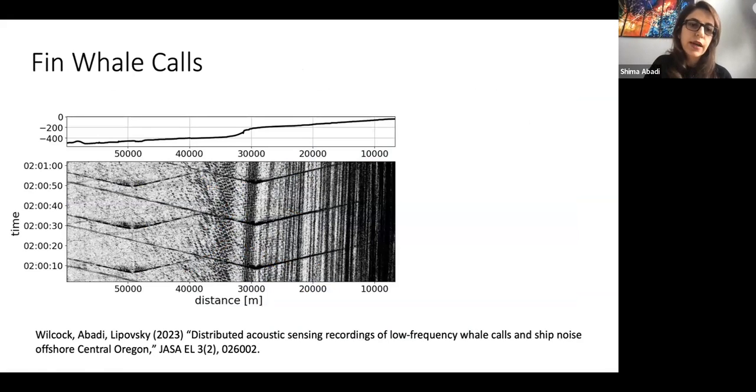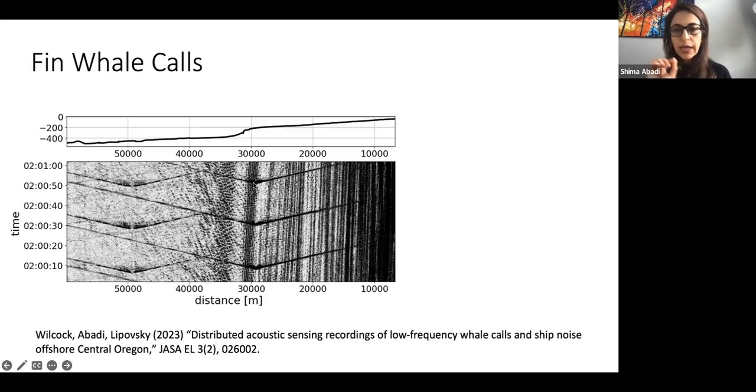So what you see on the top panel is the bathymetry. X-axis is distance from the shore. So shore is on the right-hand side. And then I show bathymetry, so ocean depth, on the y-axis. And then the bottom panel shows time on the y-axis with the same x-axis. So this is the TX plot of 6 individual whale calls. All these V-shapes that you see in the data, these are individual calls.